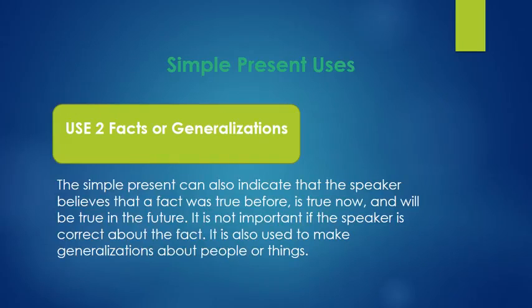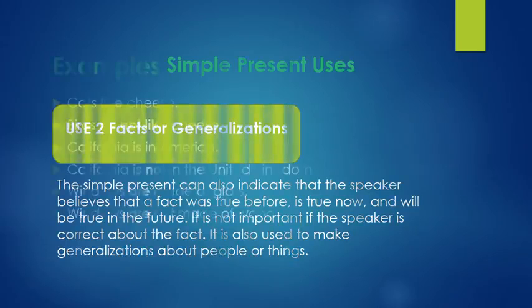Then let's go to the second use of the simple present tense. The simple present tense is also used with facts or generalizations. The simple present can also indicate that the speaker believes that a fact was true before, is true now, and will be true in the future. It's not important if the speaker is correct about the fact. It's also used to make generalizations about people or things. Let's take examples for this.